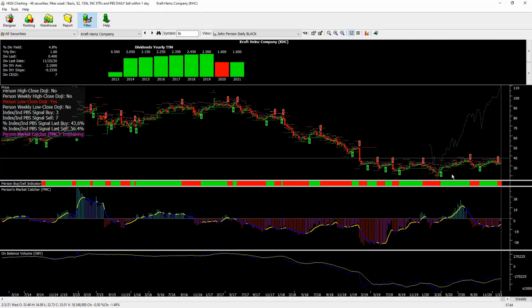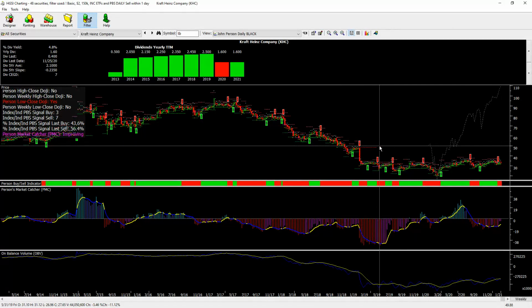So comparing an apple to an apple, there's more accumulation in Kraft Heinz. On a breakout, this stock would obviously do pretty impressive to the upside. Now, again, it's a 4.8.